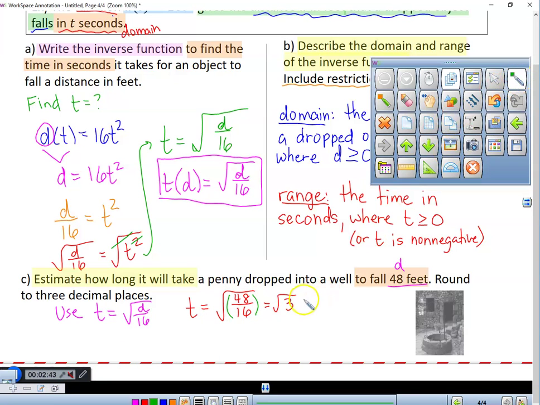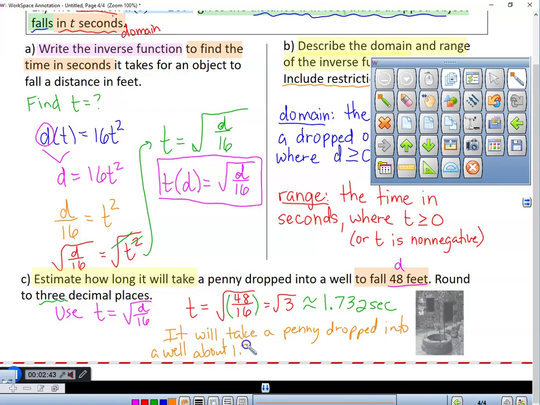So using our calculation, this to 3 decimal places is about 1.732. And t is our time in seconds, so that's our units. And we can then write our conclusion. So it will take a penny dropped into a well about 1.732 seconds to fall 48 feet. Like so.